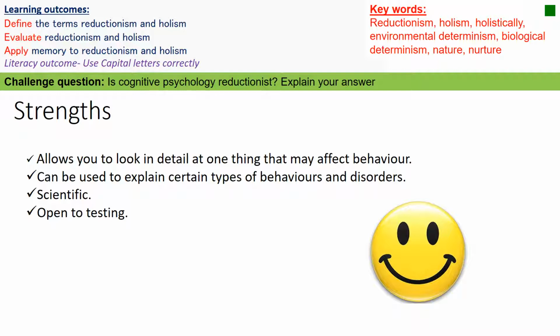So for example, if we're saying all of memory, no matter how complex it is, can be explained by three boxes or three stages, so sensory, short term and long term, then that's really scientific because we can test that and do different experiments to prove whether we've got a sensory, a short-term and a long-term store.